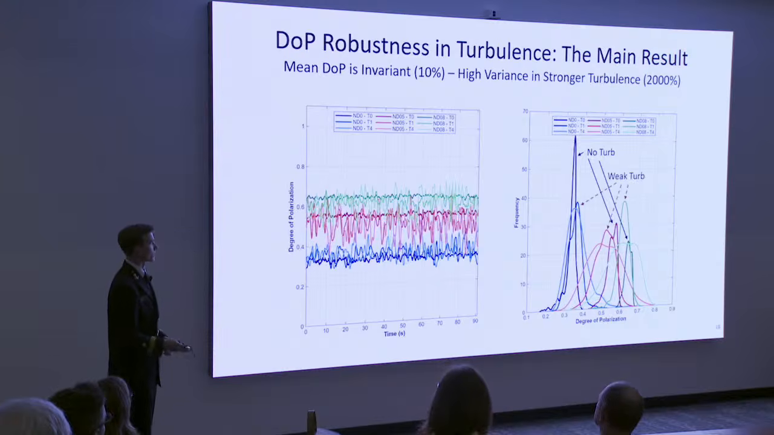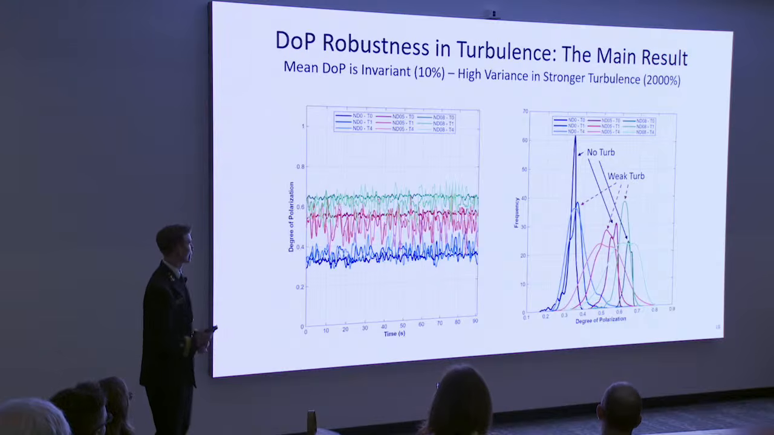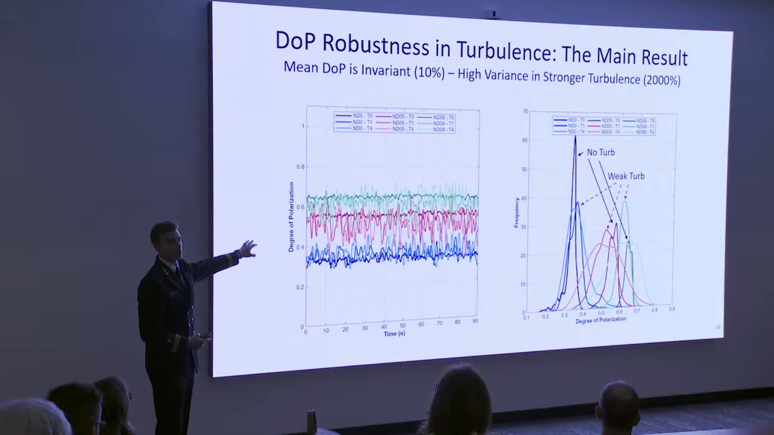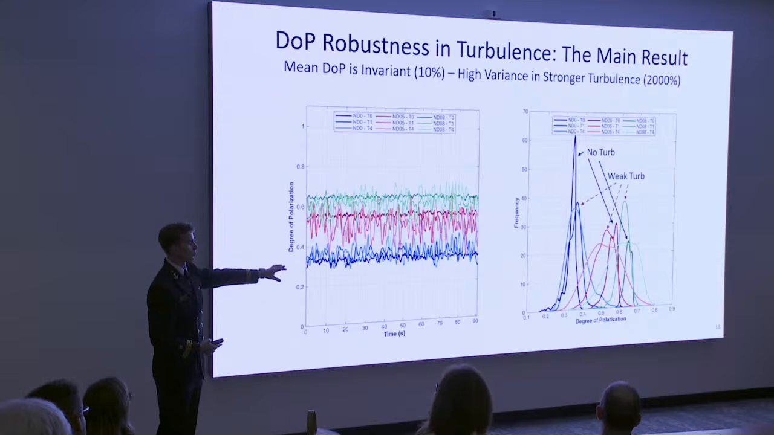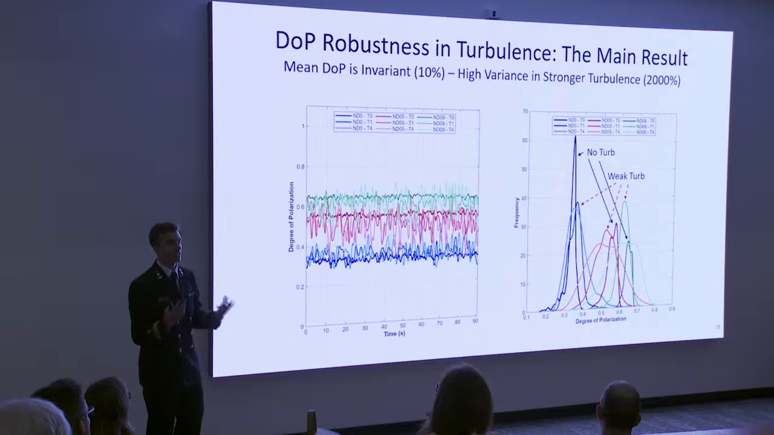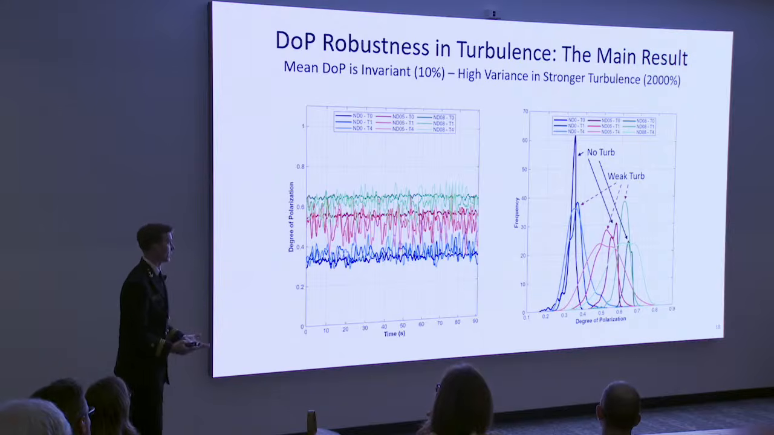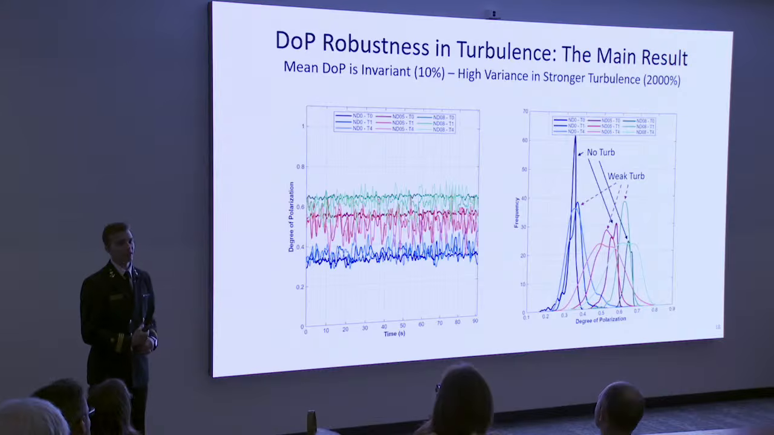So as we increase our turbulence to the weak turbulence state, we start to see the signal becomes very noisy. We start seeing more fluctuations between the three states, and then we also see our probability density function start to widen, showcasing that the variance is increasing and that the beam is in fact being affected by our turbulent state.